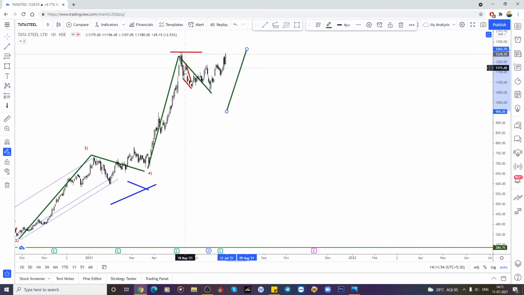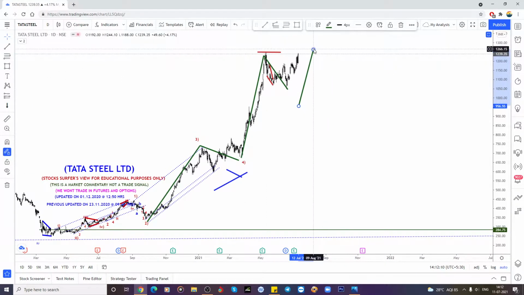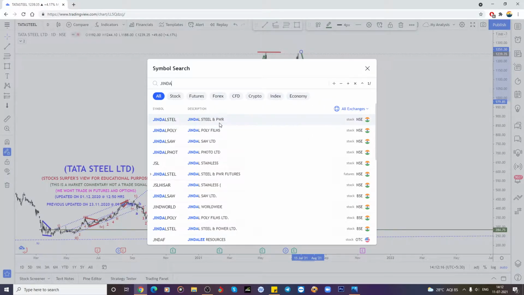Here, wait a minute, if it breaks the high, it's a 1 2 4 6. So still it is not yet broken, so wait for that, and we will see next week how it behaves. So next is Jindal Steel and Power.